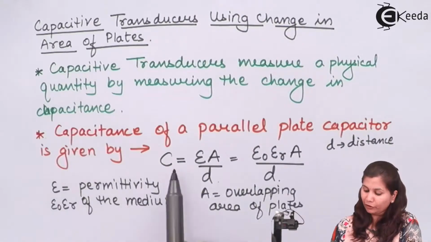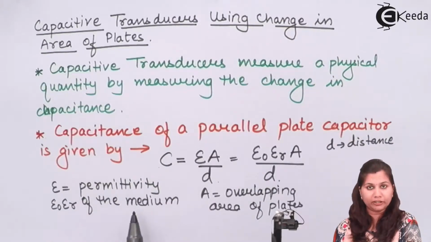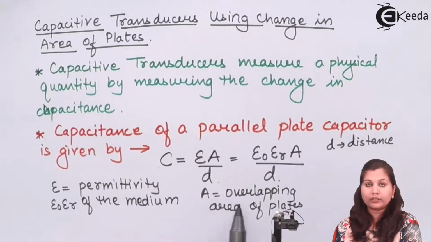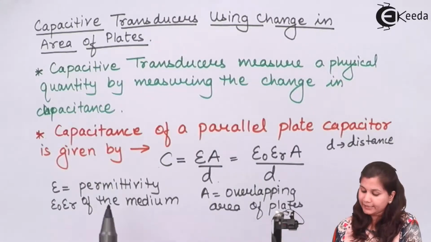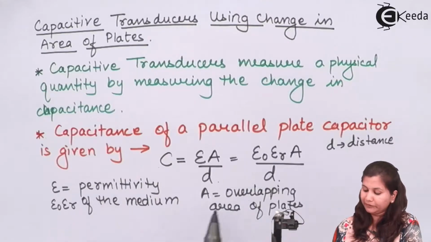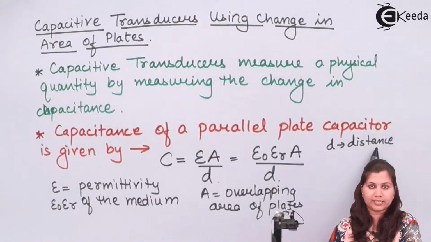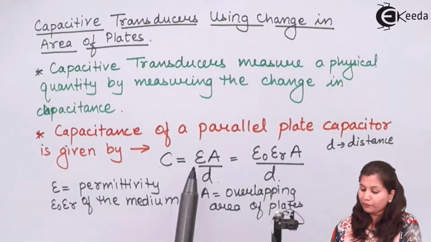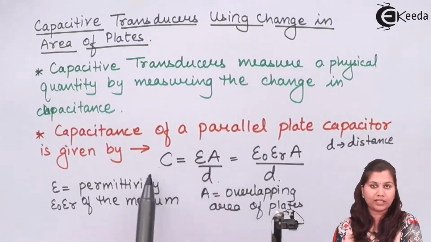Now you can see from this equation that capacitance depends upon the permittivity of the medium, also on the overlapping area of the plates and on the distance. It is directly proportional to the permittivity and overlapping area and inversely proportional to the distance between the plates. So if we want to change the capacitance, we have to change any of these variables.